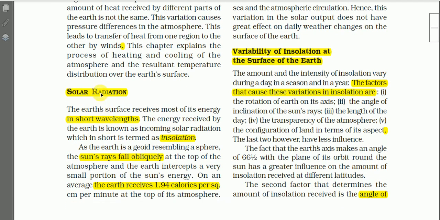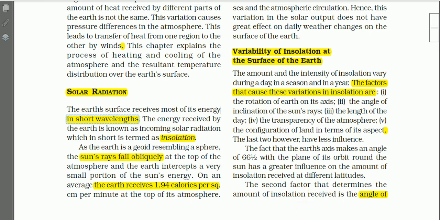Now we have solar radiation. What do you mean by solar radiation? Let us read. Earth's surface receives most of its energy in short wavelengths. That is in the form of electromagnetic waves.